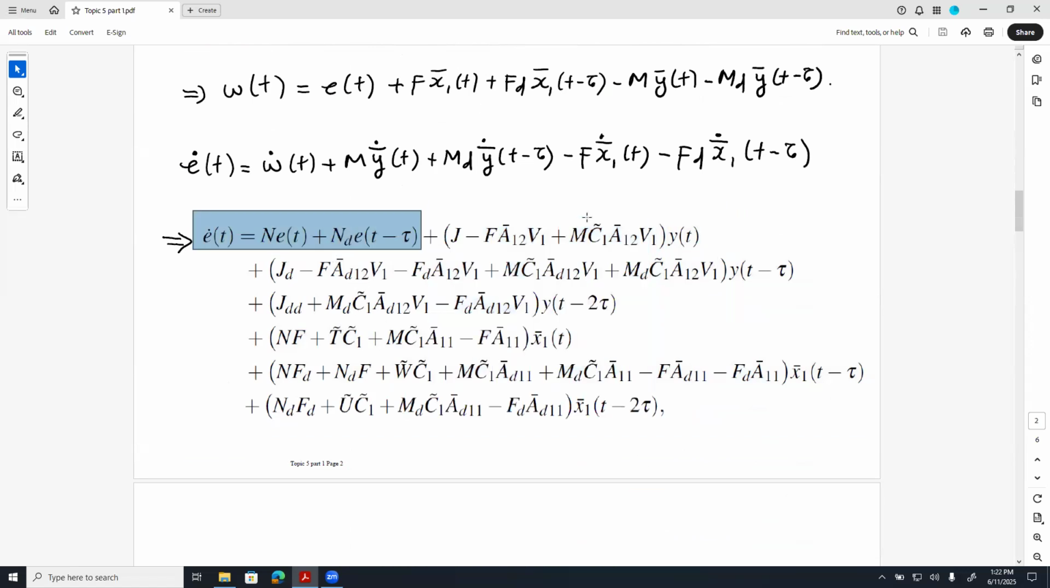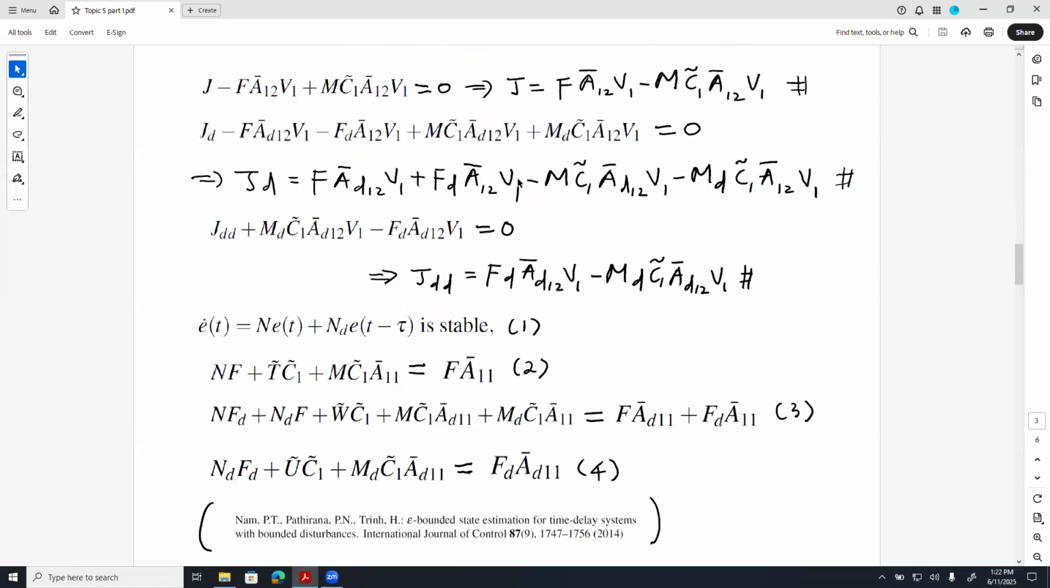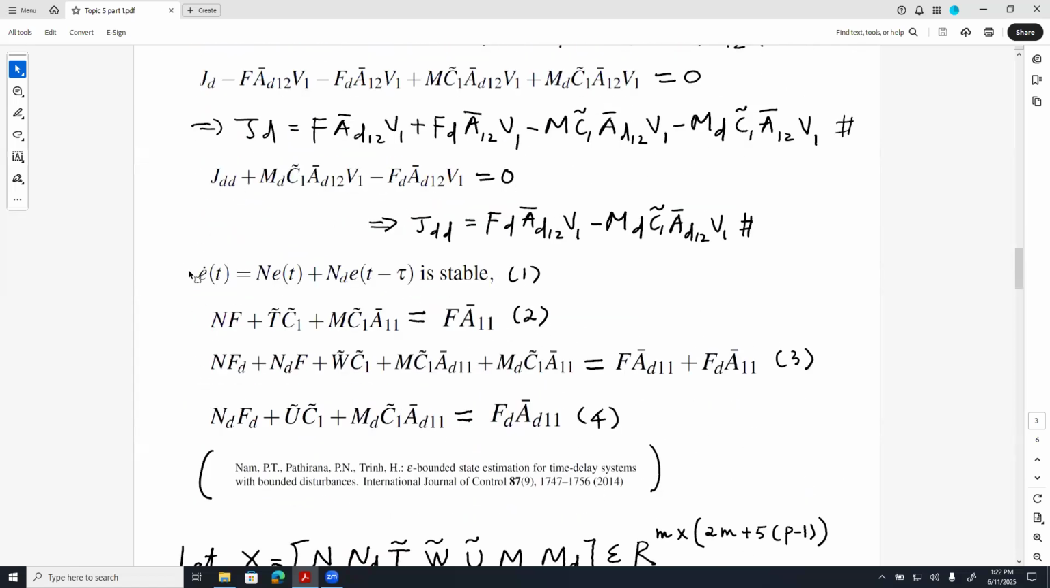And that's where we impose the following condition. We require that this error dynamics is stable. In other words, we are actually looking at the stability, or the exponential stability, of this error vector equation, and we want to ensure that it's stable.